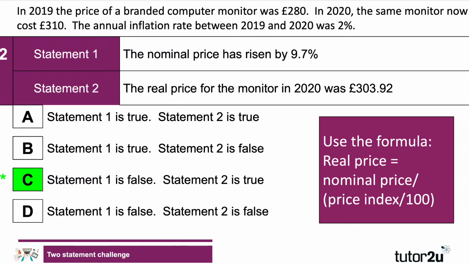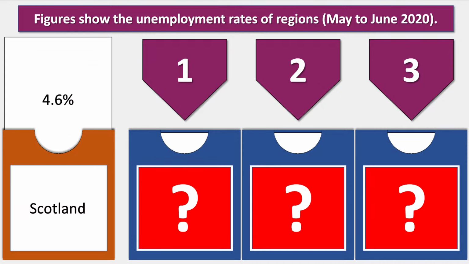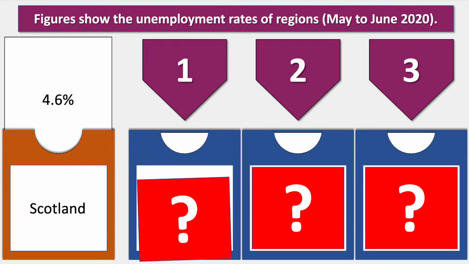Fantastic. Moving on to the last slide now, I think, Jim. So it's a bit of a fun one. Well, fun in some ways in that it's higher and lower. Not fun in the sense that it's about unemployment. But what we're doing here is we're going to see the value of the unemployment rate in Scotland to start with. So Jim, if you could just reveal that for us, please. So 4.6%.